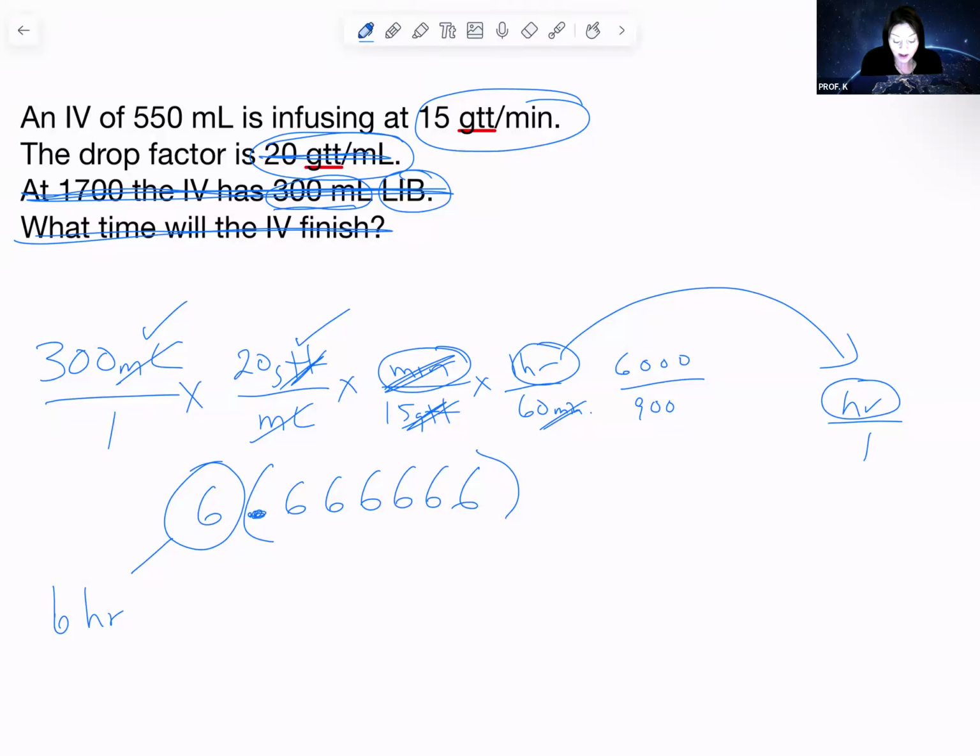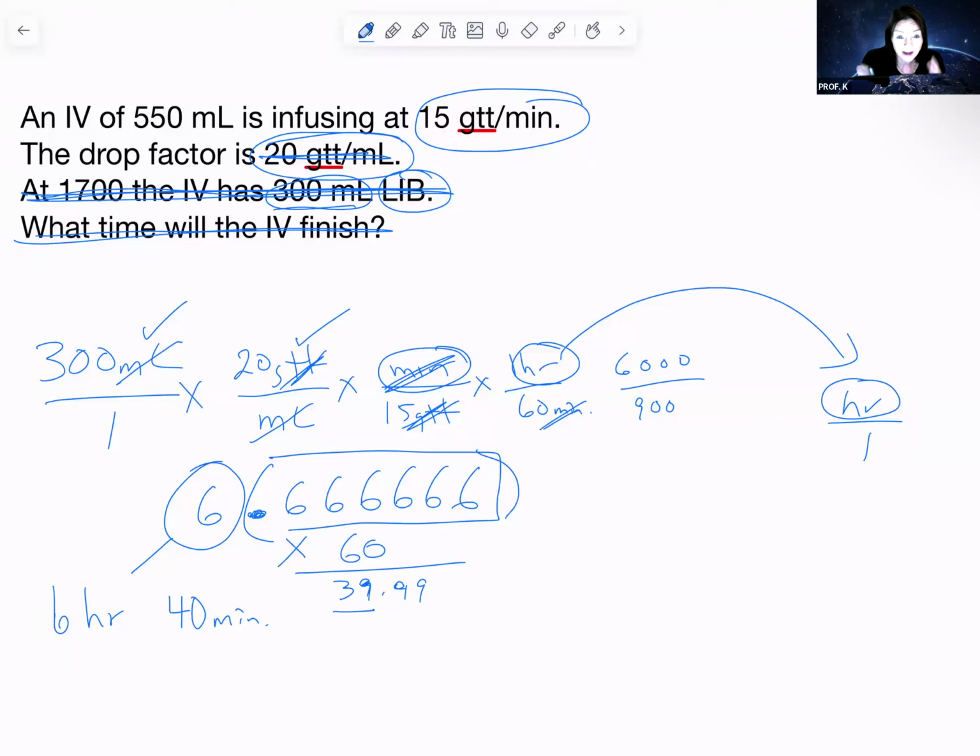Okay. So now I have to multiply, and I always recommend going out at least 6 digits. I multiply 0.666666 times 60. And when I do that, it'll give me 39.99. I use my rounding rules. 39 is a whole number, so I round it up to 40. So now I have 6 hours and 40 minutes. That's how long it's going to take that 300 milliliters to run.